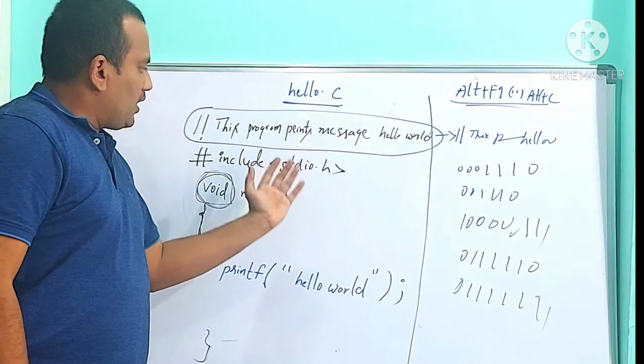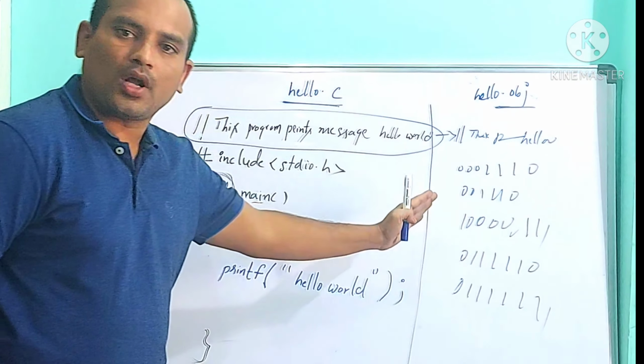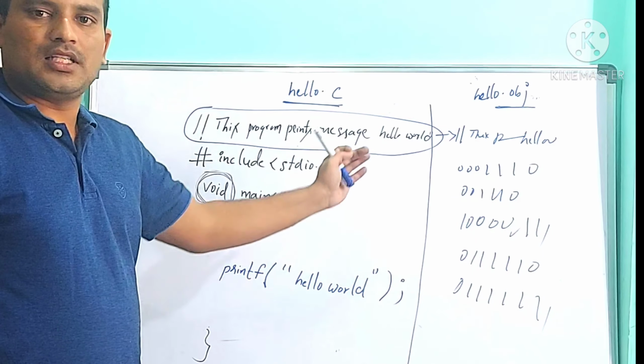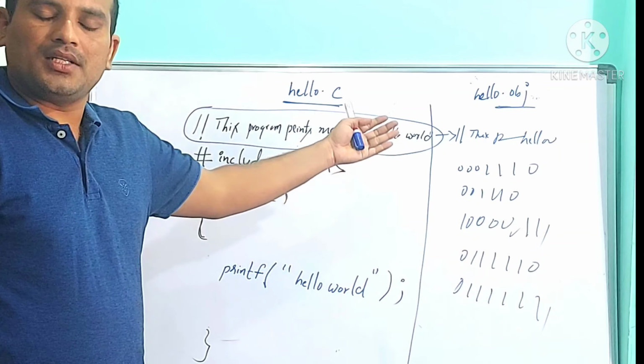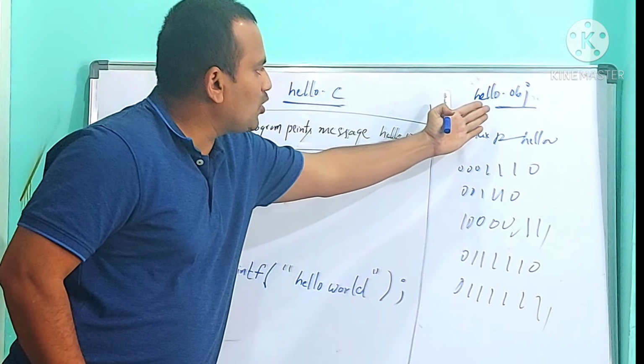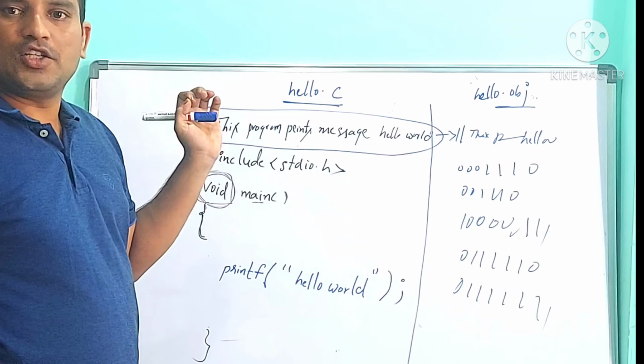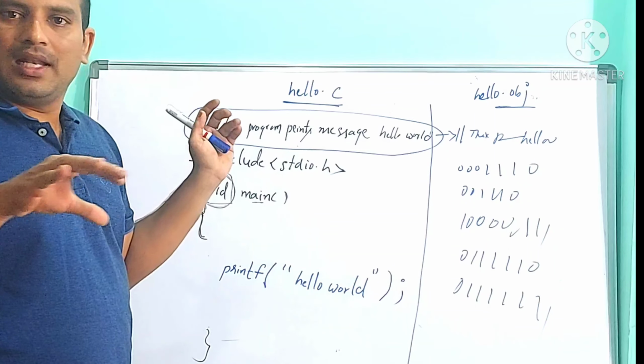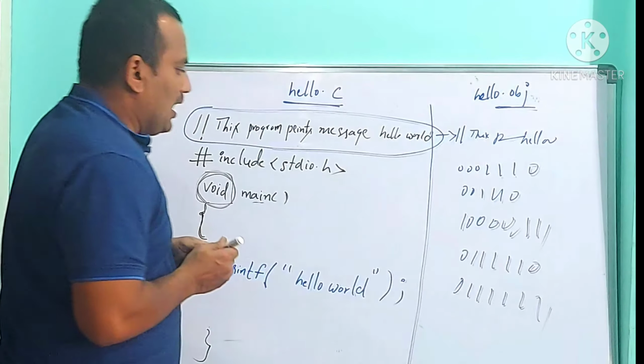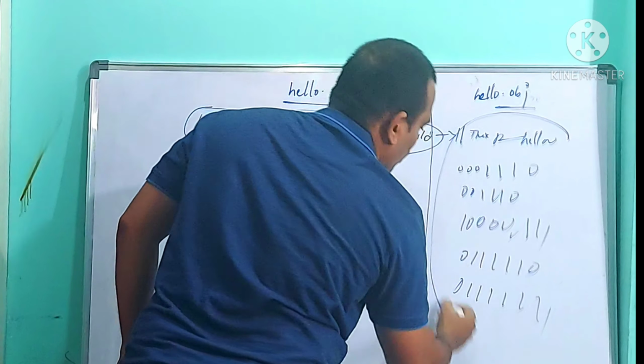OBJ stands for object program, which contains only zeros and ones. After converting the English language program into a zeros and ones language program, this is called the object program. At the same time, the compiler gives this object program to the linker. There is no need to press any separate button for the linking purpose. So the linker takes the object program.